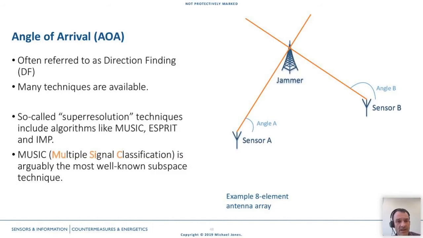So there are lots of different algorithms for this. They all have posh names like MUSIC and ESPRIT and IMP. The common one, or the one that most people seem to like to talk about, is called MUSIC, which stands for multiple signal classification, and that's a very well-known technique, what we call a subspace technique.